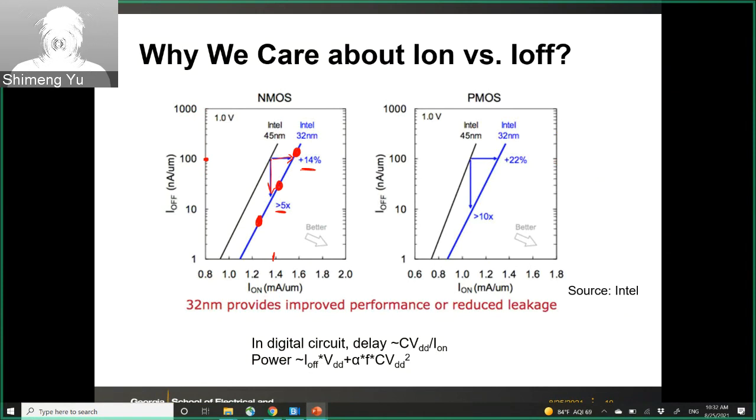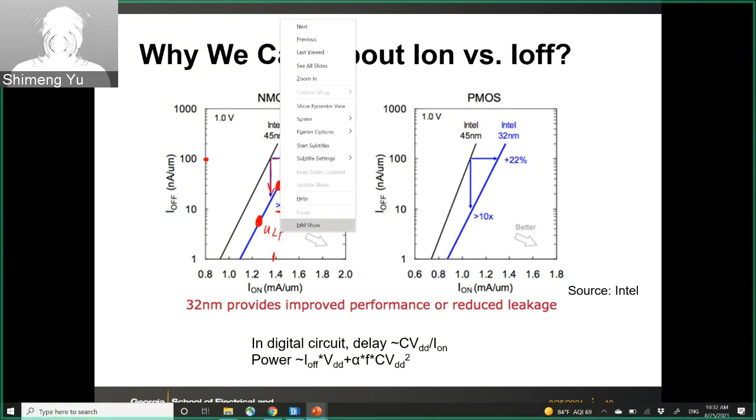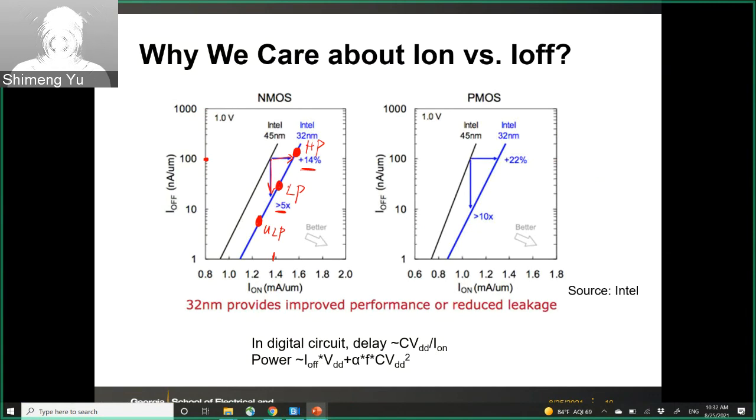But the foundry will still offer you different options, because for different circuits, you may need different transistors. Typically, they will call these, for example, the high performance transistor, the low power transistor, and the ultra low power transistor. So you have a selection of those transistors to choose from in the PDK. This is what you will typically see.